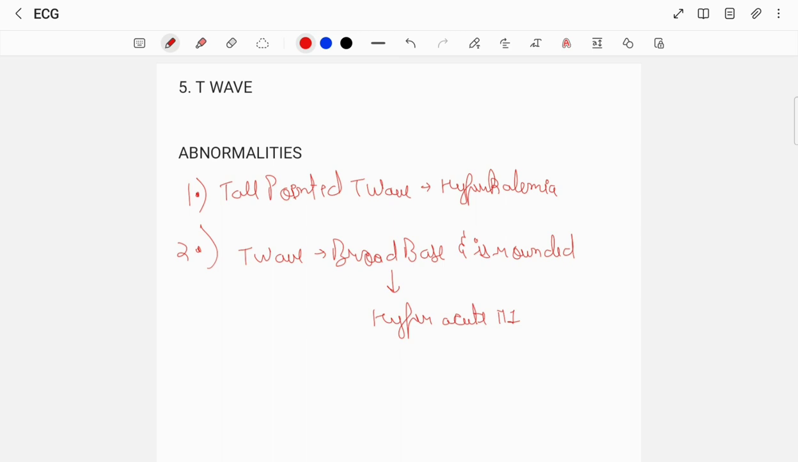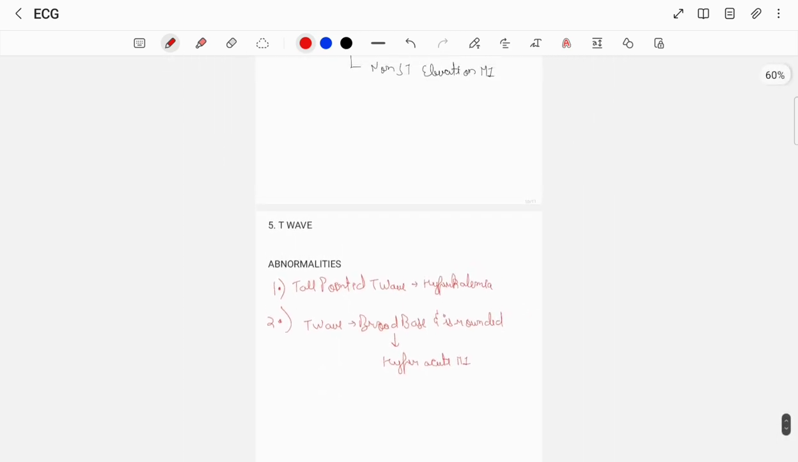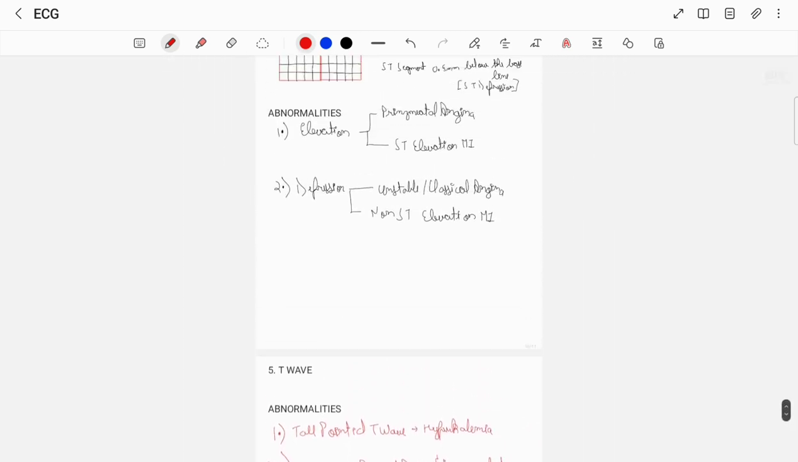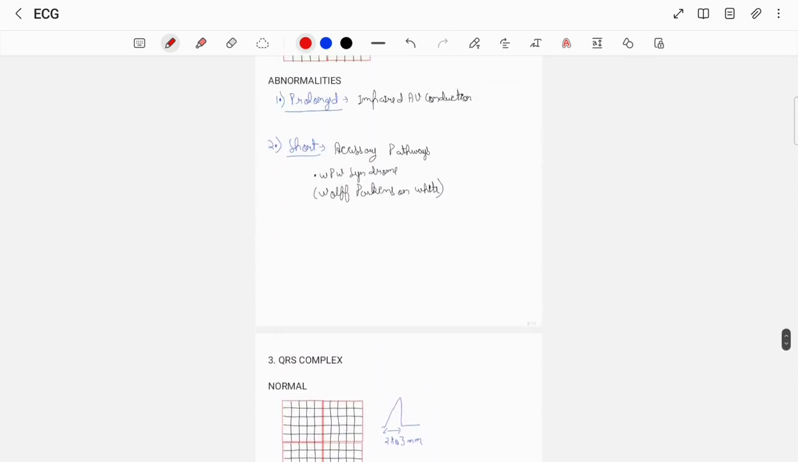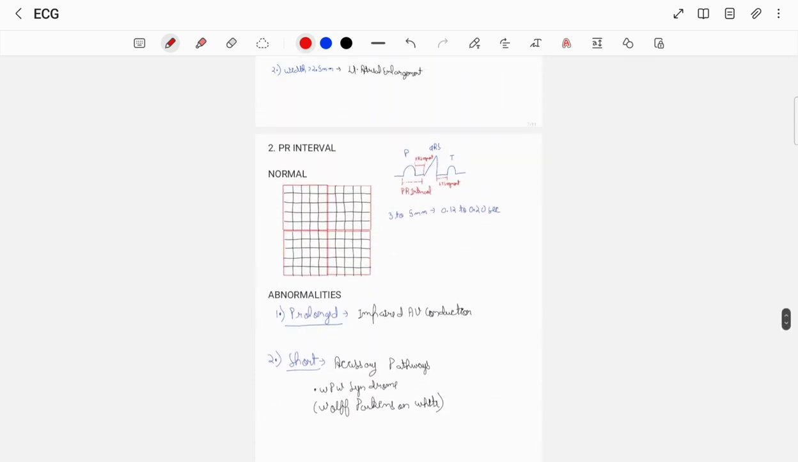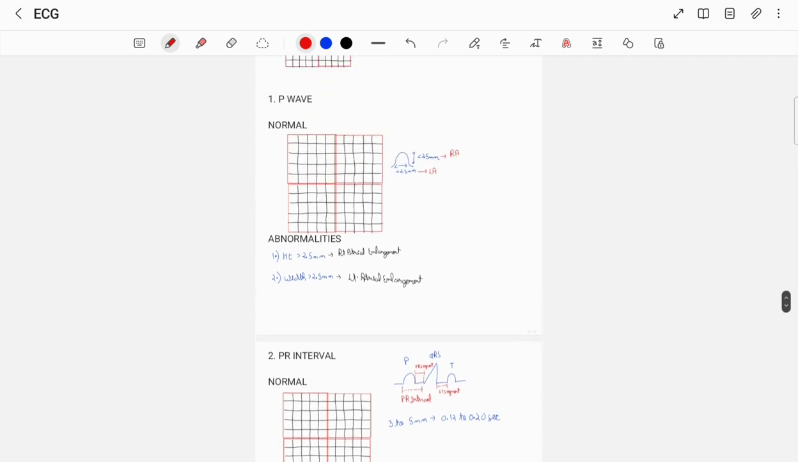Now, I would like to make one thing very clear, that there are a lot of abnormalities in every wave and there are many causes for those abnormalities. But as I have mentioned, I'm just touching upon the basics of ECG and trying to make things easy for you.